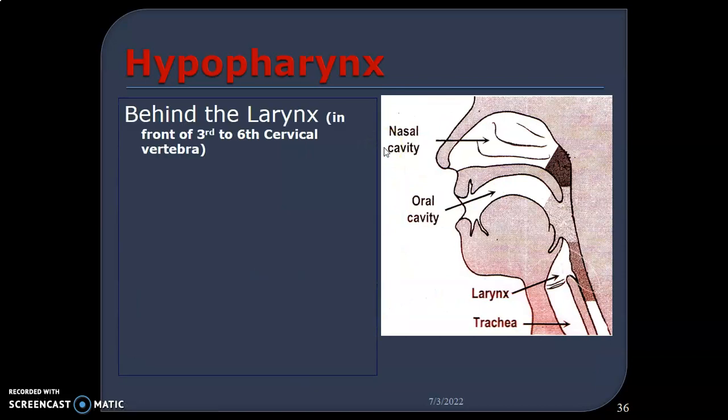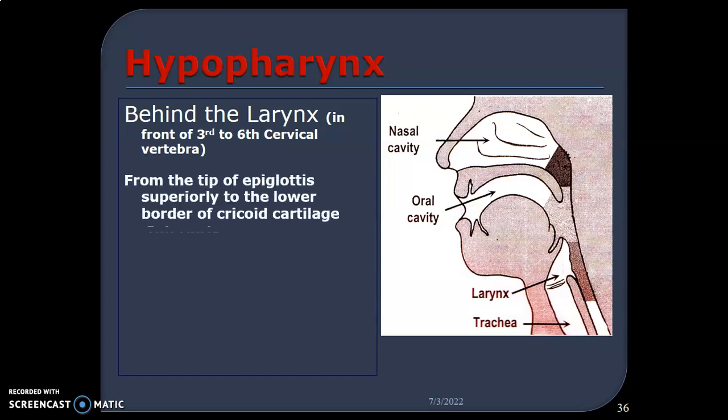Then we go to the laryngopharynx or the hypopharynx. This is the third portion of the pharynx that's behind the larynx, and it extends from the third to the sixth cervical vertebra. Nasopharynx was in front of first cervical vertebra, oropharynx was in front of second to third, and laryngopharynx is in front of the third to the sixth cervical vertebra.